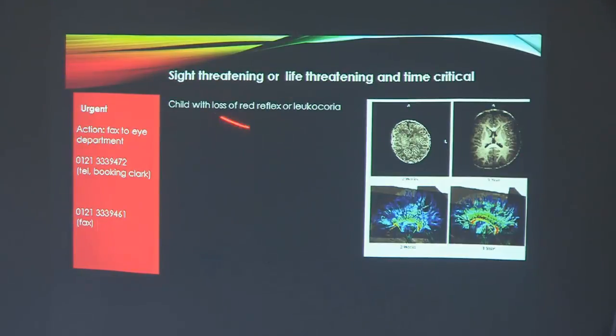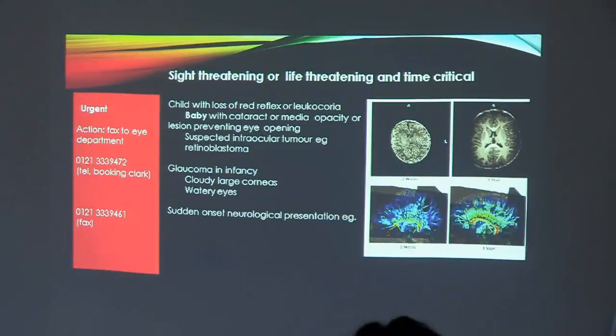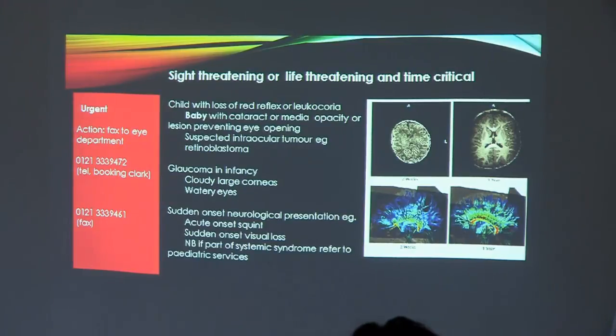A child with loss of red reflex or a white reflex is a serious problem because it might be a cataract. In early childhood, we're very worried about that. We need to see them quickly. It raises the prospect of tumours in the eye, glaucoma in infancy, so cloudy, large corneas, I'll show you some pictures in a minute, watery eyes, and clearly sudden onset neurological problems, acute onset squints, sudden onset visual loss. These are worrying, particularly if part of a systemic syndrome. And progressive proptosis. It doesn't happen much, but orbital tumours are worrying and need to be seen very quickly.